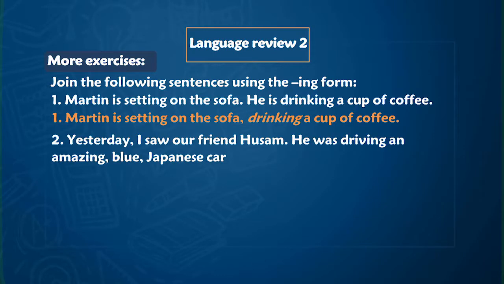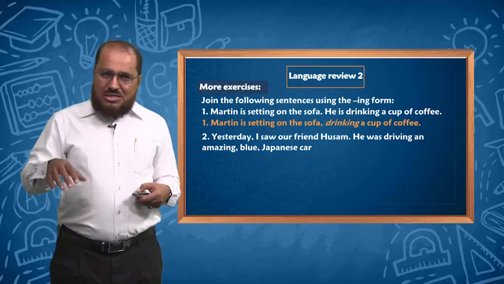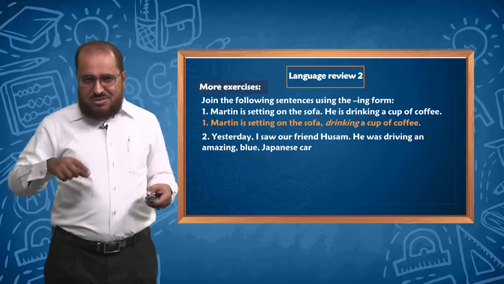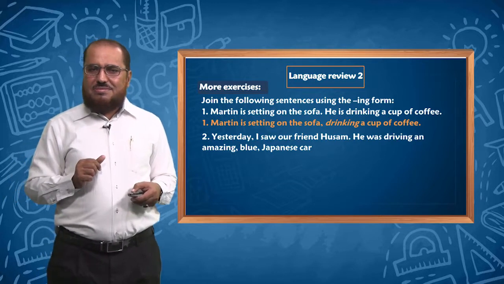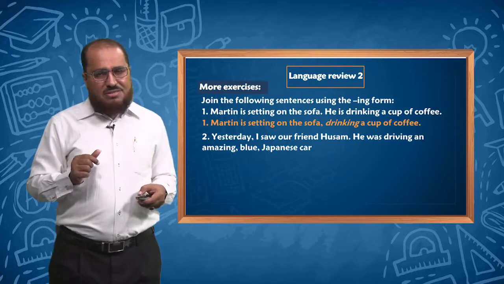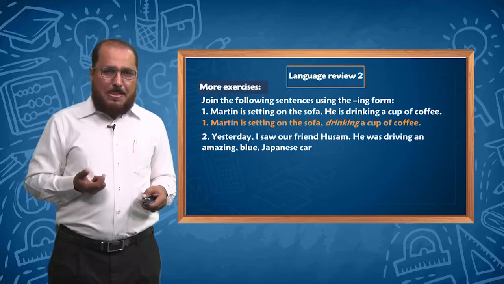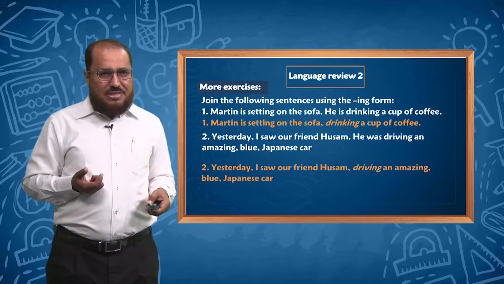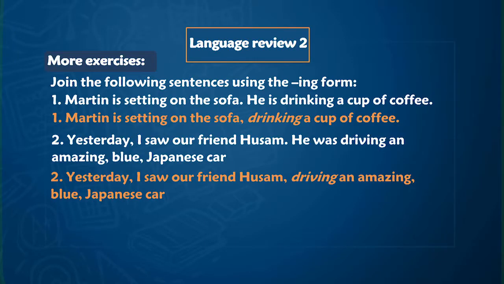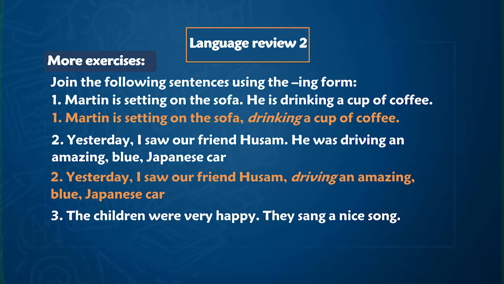Yesterday, I saw our friend Hussam. He was driving an amazing blue Japanese car. Amazing blue Japanese car, also this is a matter of adjective order, but here we are focused on joining sentences. Okay? Join them and make the sentence as if moving in the reader's mind. It will be: Yesterday I saw our friend Hussam driving an amazing blue Japanese car. Correct. Thank you. Let's go ahead.